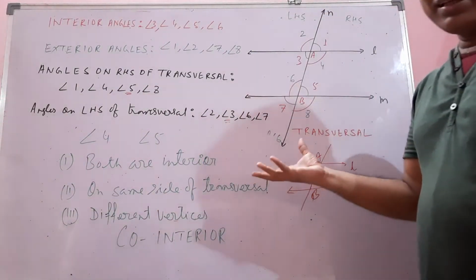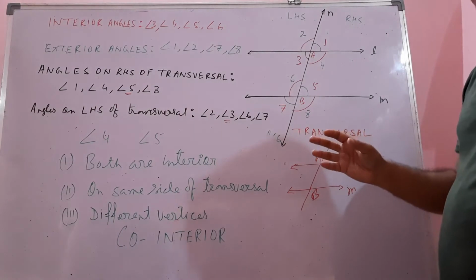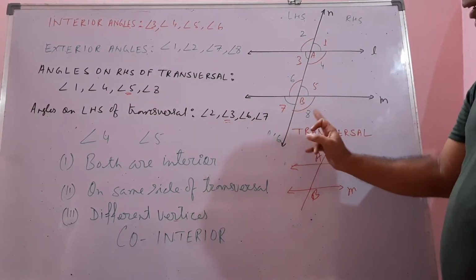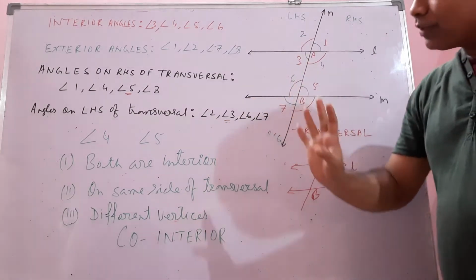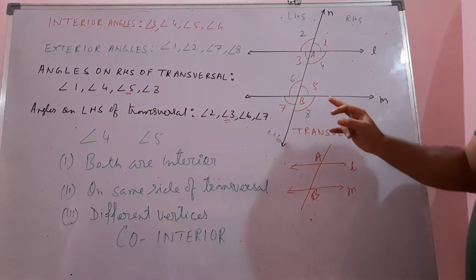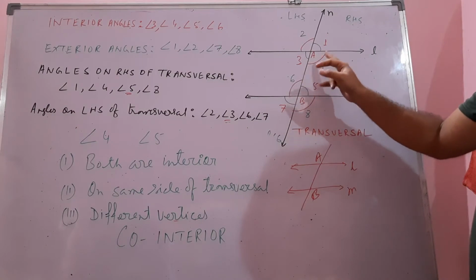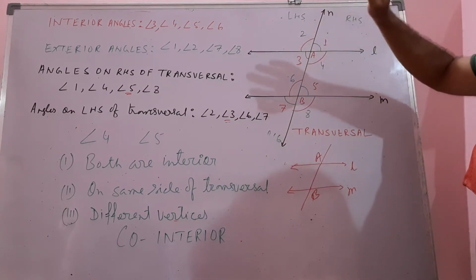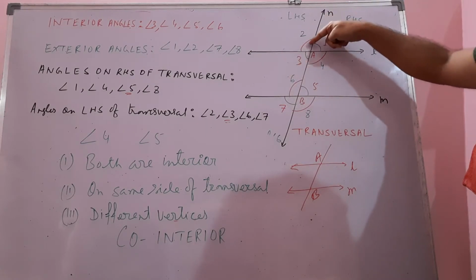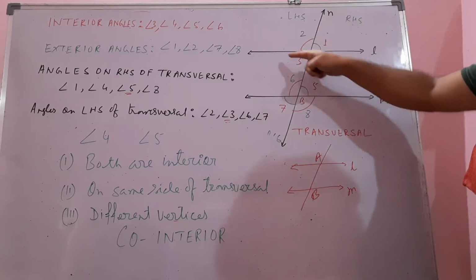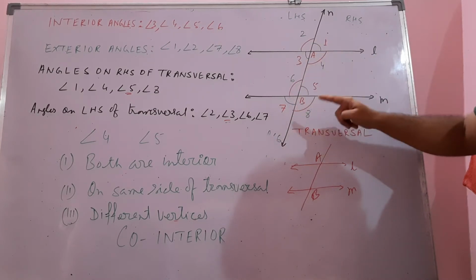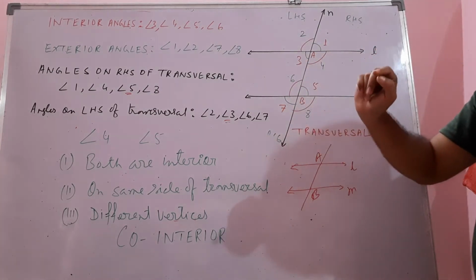So these three types of angles form when two lines are intersected by a single line, and the single line is the transversal. Apart from these three types of angles, corresponding, alternate interior, co-interior, you can have vertically opposite. That is already there, I already discussed in the previous video. 2 and 4 vertically opposite, because these two lines intersect at point A. 1 and 3 vertically opposite. 6 and 8 vertically opposite. 7 and 5 vertically opposite.